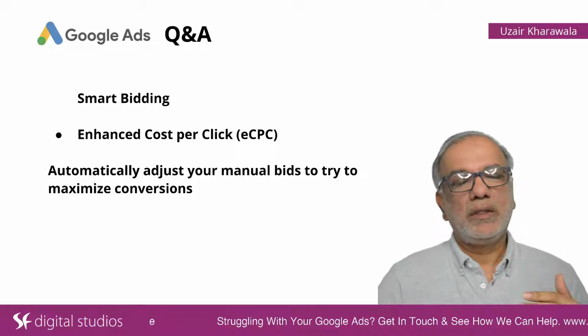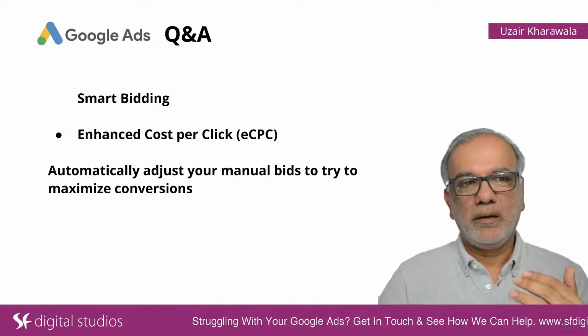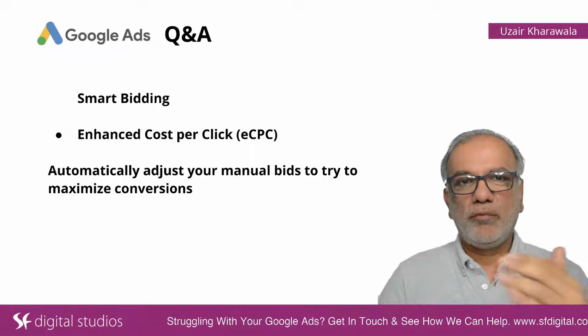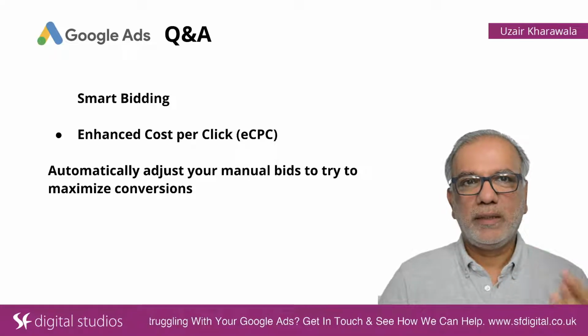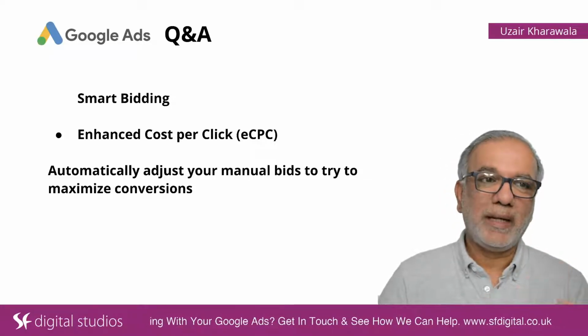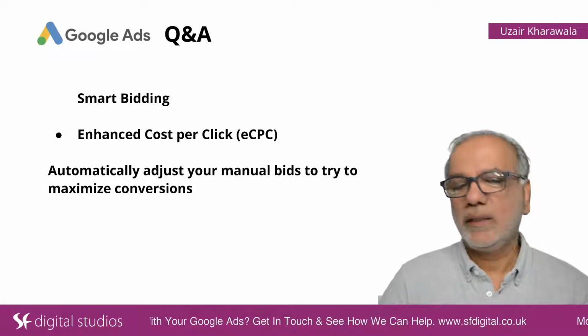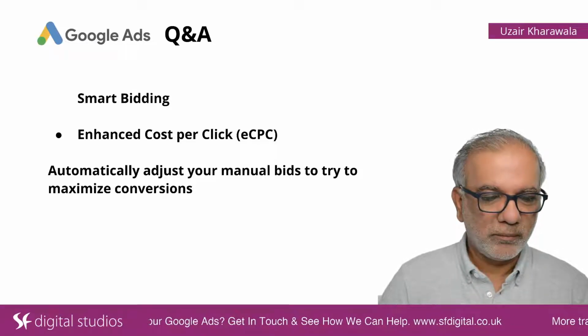So what Google is going to do is bid more in front of those audiences who it thinks are likely to convert, and bid less for those who it thinks are not likely to convert.